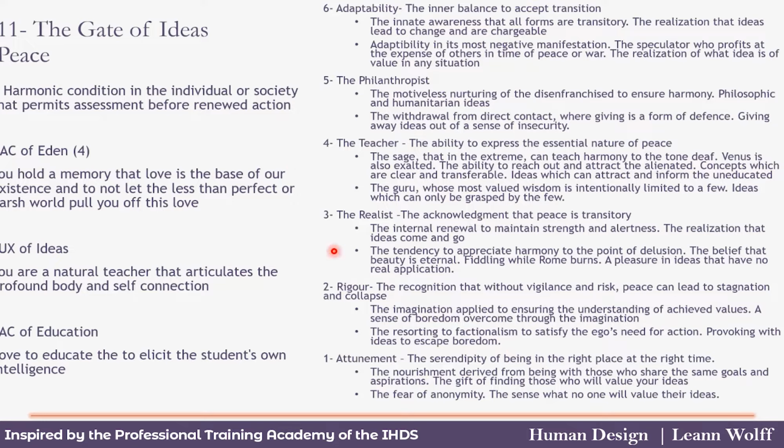And then the third, this is our trial and error. This is realism, right? The acknowledgement that peace is transitory. This is what's real. 5 minutes ago is not now. We're constantly walking this little path, and it's about coming to that ability to see. We need to be able to see.